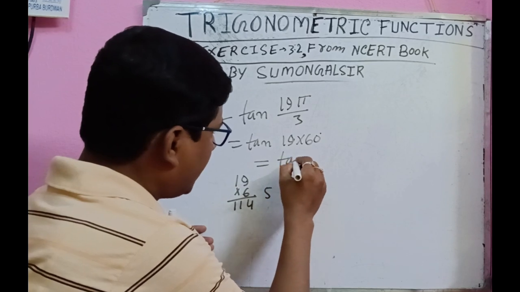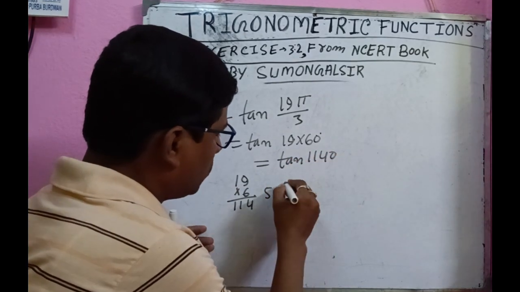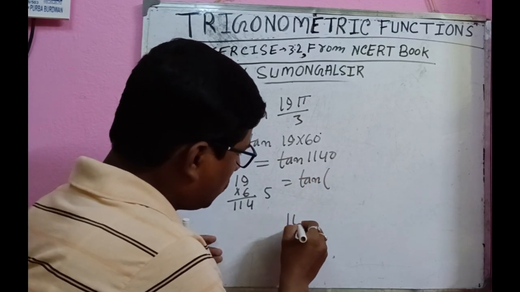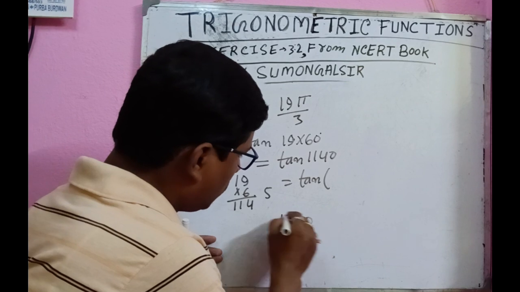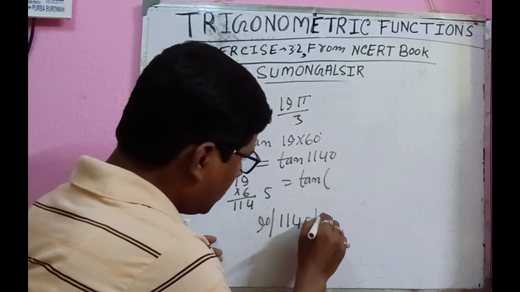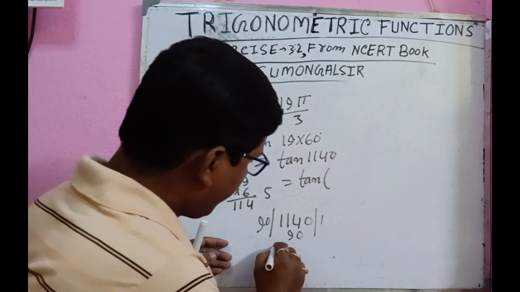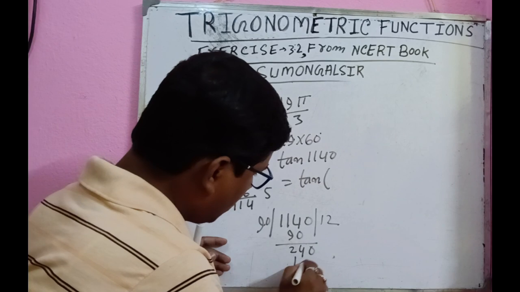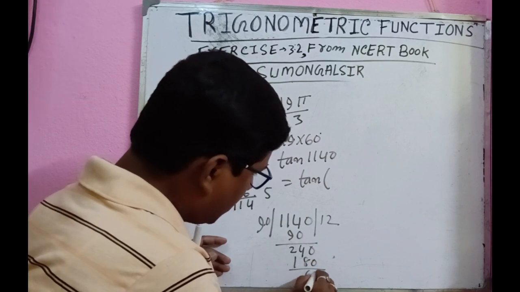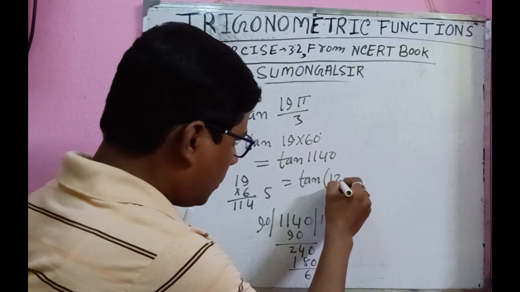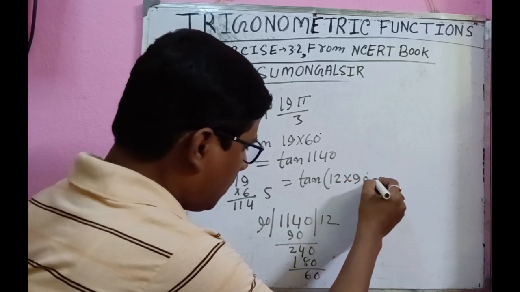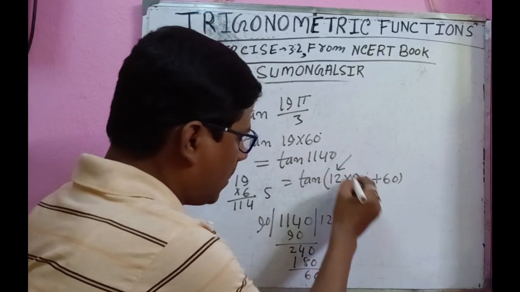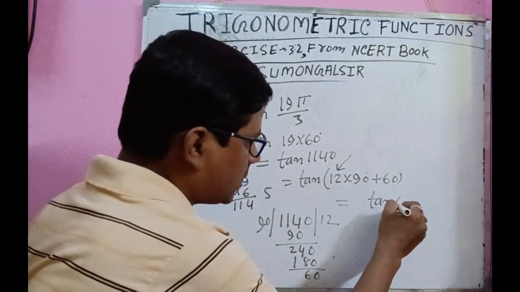so tan 1140. Now tan 1140 divided by 90, then we get 240, this is a 180, this is a 60. Now this will be 12 multiplied with 90 plus 60, because this is even, so tan will remain tan and 60 is there.